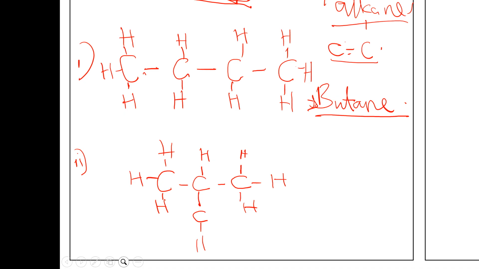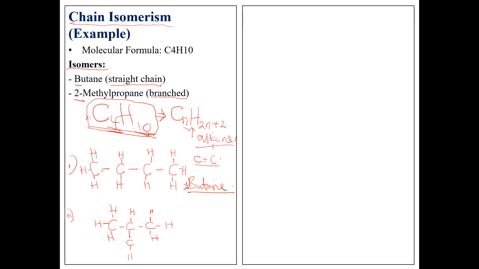Now, which one is the remaining one? It becomes this and that. So those become how many? 4. So in a count, we have 1, 2, 3, 4, 5, 6, 7, 8, 9, 10: 10 hydrogen atoms and 1, 2, 3, 4 carbon atoms.